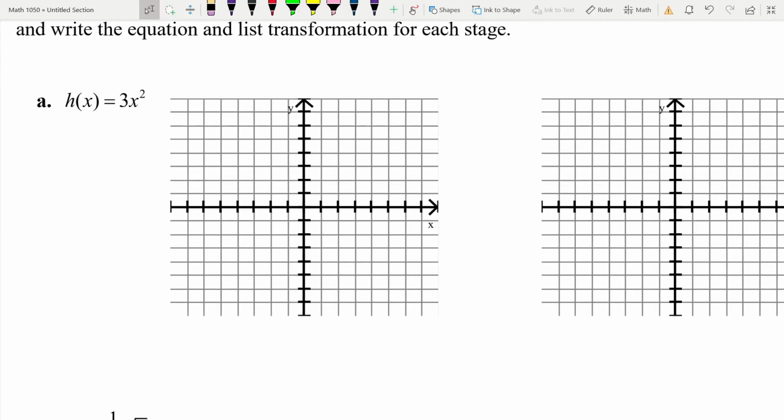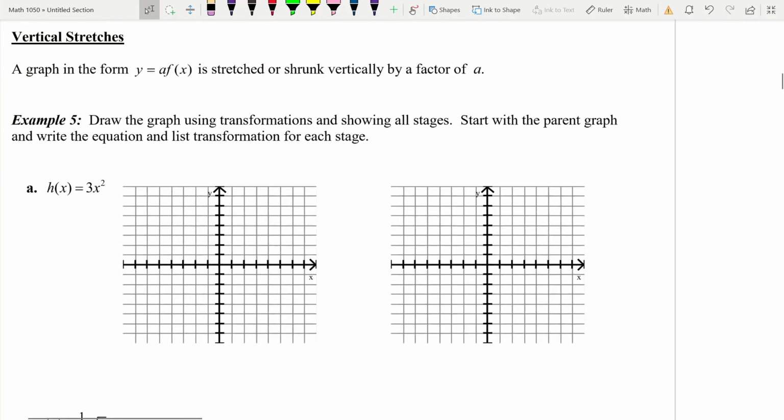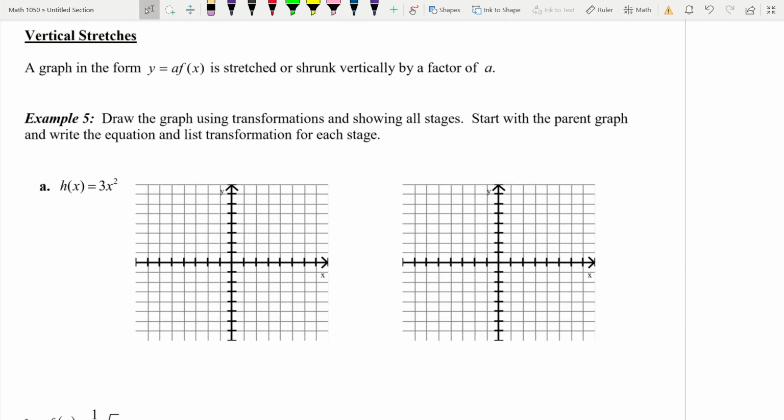Do you see that x to the second? If the number, write this down. Okay, see this right here? Y equals a times f of x. Draw an arrow to that a, and I want you to write down that it's either a stretch or it's a shrink.